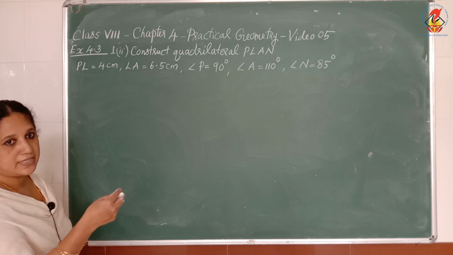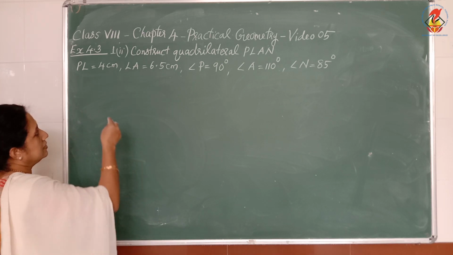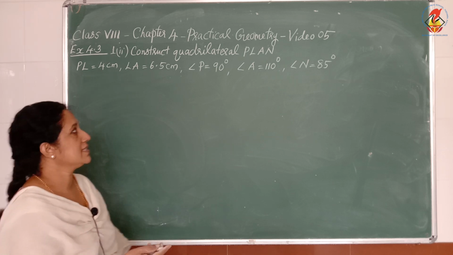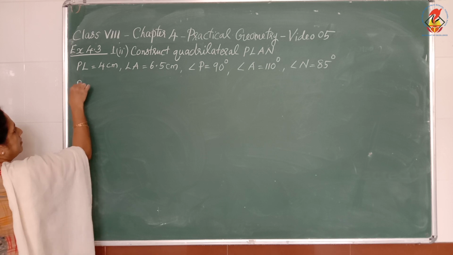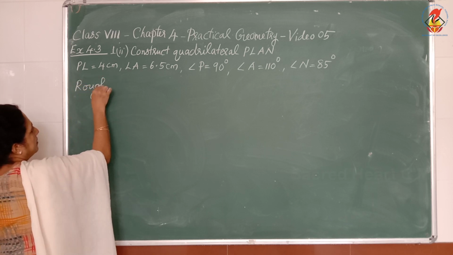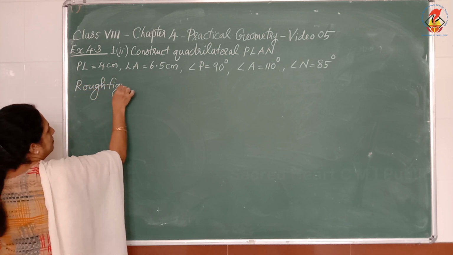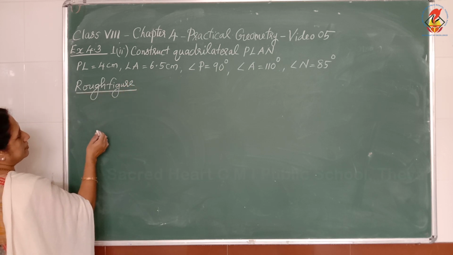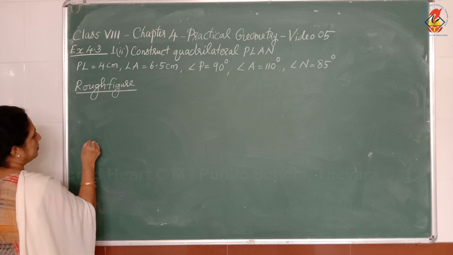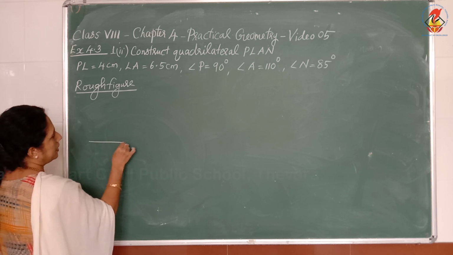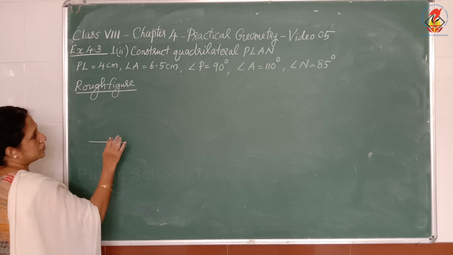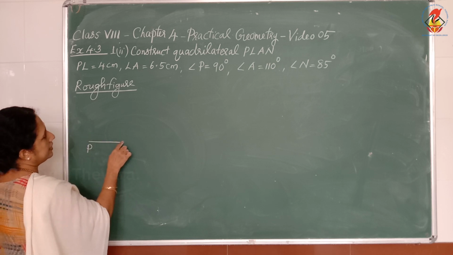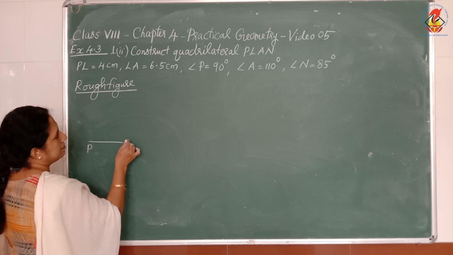Now here you can see that we have two adjacent sides and three angles given. So first of all we can draw the rough figure. PLAN is the quadrilateral. So you should have an idea. P is 90 degree. Angle L is not given.